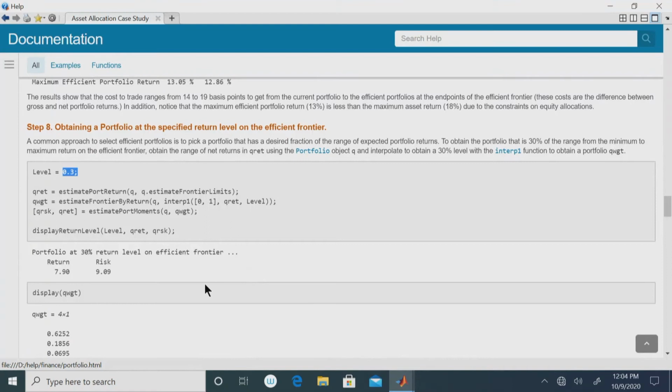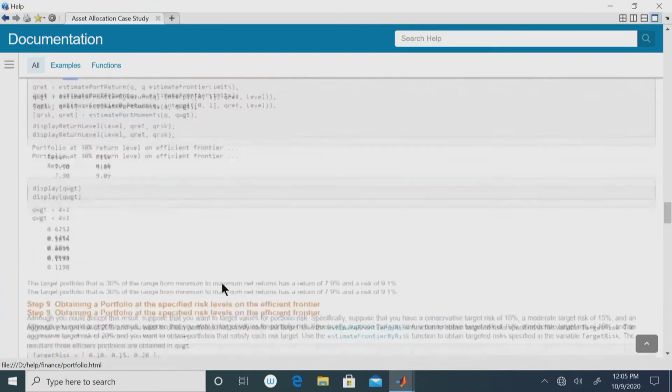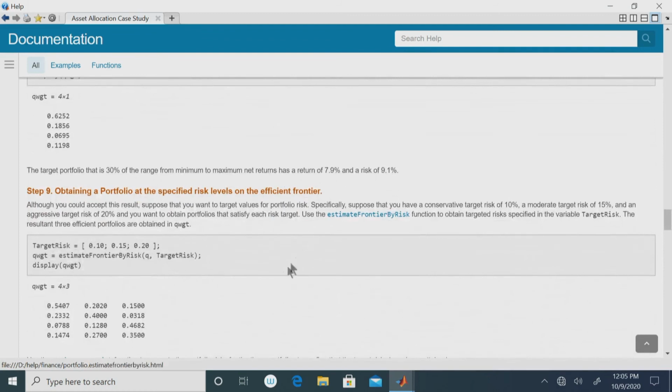Okay, so we have specified the return. The alternative approach would be, instead of specifying the return level, we specify the risk levels on the efficient frontier. Suppose that you want to target values of the portfolio risk, and you can have different risks. You may choose a conservative target risk which is set at 10%. If you are a moderate risk investor or a risk taker, you can set it for 15%. And if you are a more aggressive risk taker, then you can set your target to 20%. Here we are setting the target at all 3 just for comparative purposes, but of course you can set your target risk to a single one.